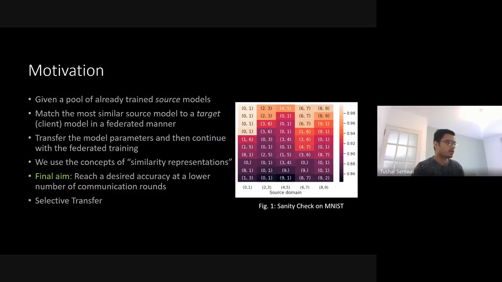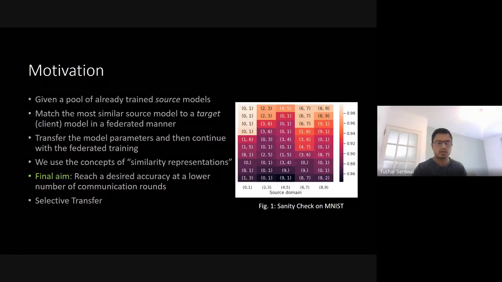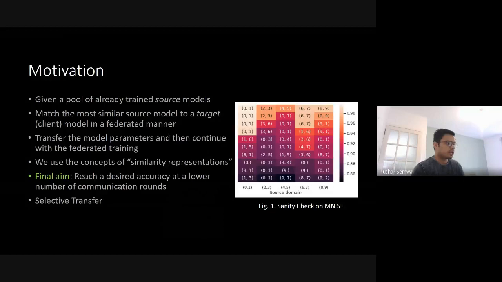The final motivation behind this work is to reach a desired accuracy in a lower number of communication rounds, because communication rounds in federated learning matter. And thus it's called selective transfer.